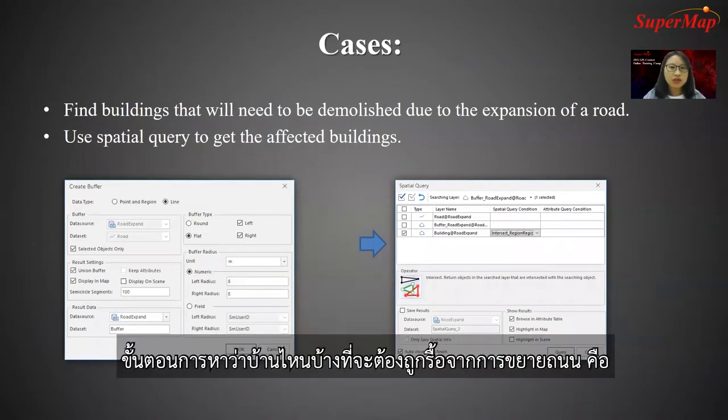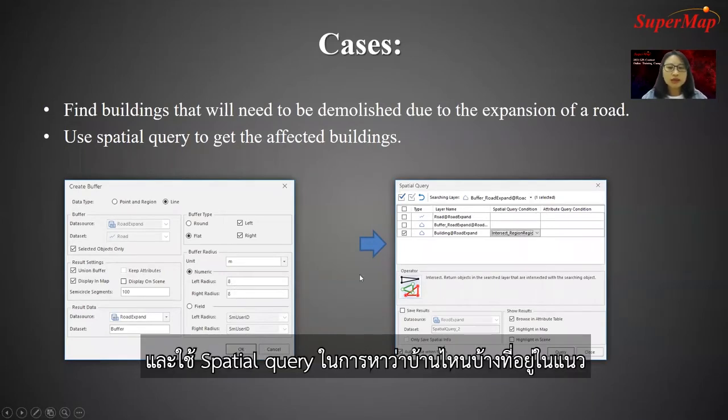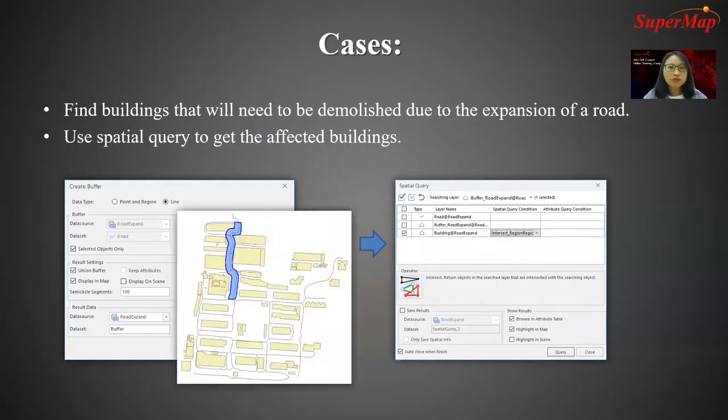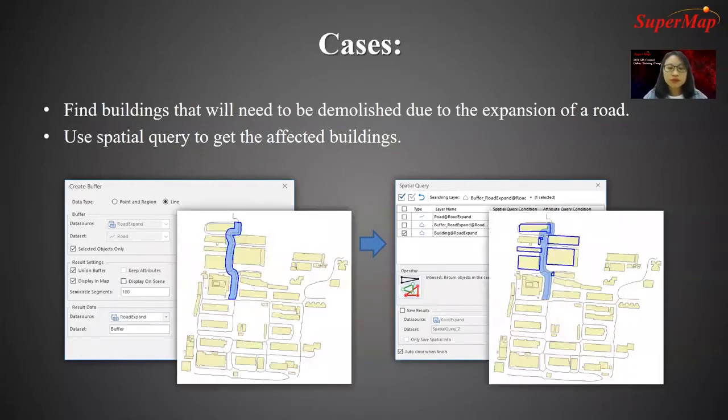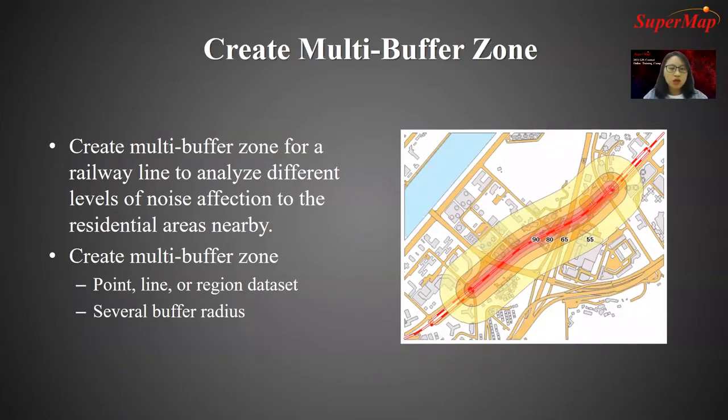Here is a case to find out the buildings which will need to be demolished due to the expansion of the road. Firstly, we create a buffer and set the buffer width, and then use the spatial query to select the houses which need to be demolished. And also we can create multiple buffer zones.